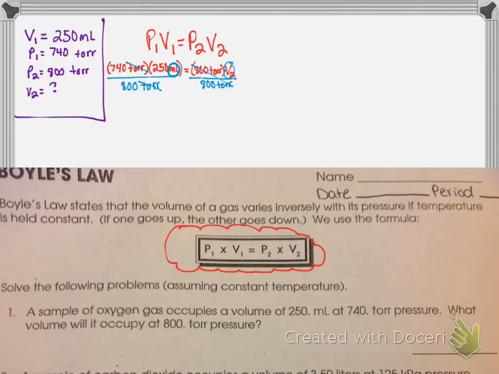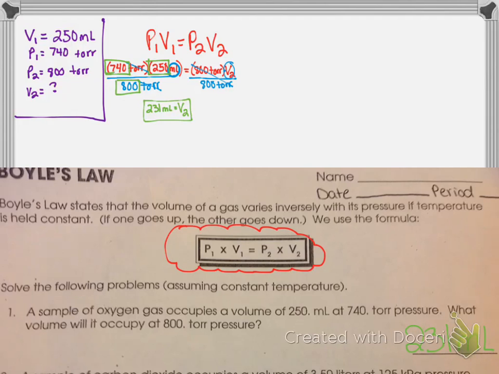We have 740 times 250 divided by 800. Punch that into your calculator and you can round to the whole number. So this would leave you with 231 milliliters is equal to V2. So on our line we can go down and put our answer. That's 231, and don't forget your units.